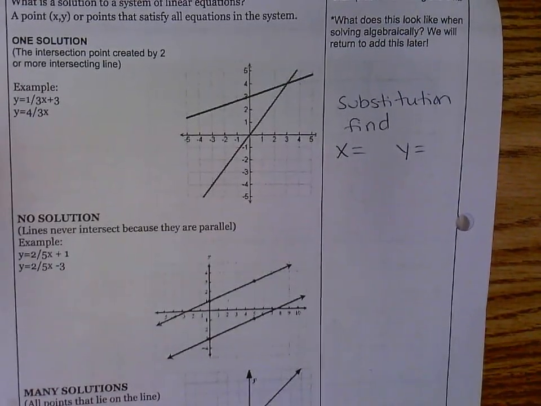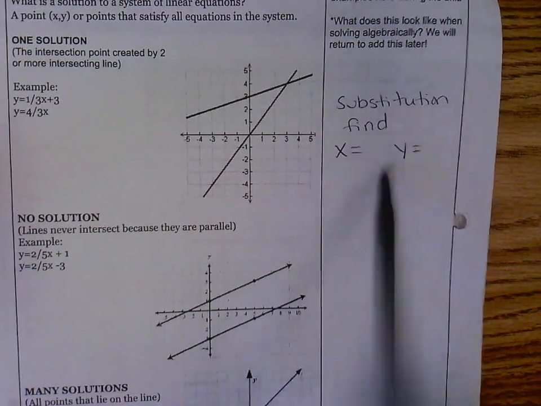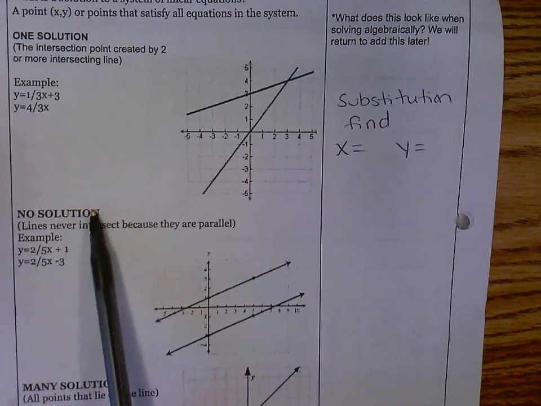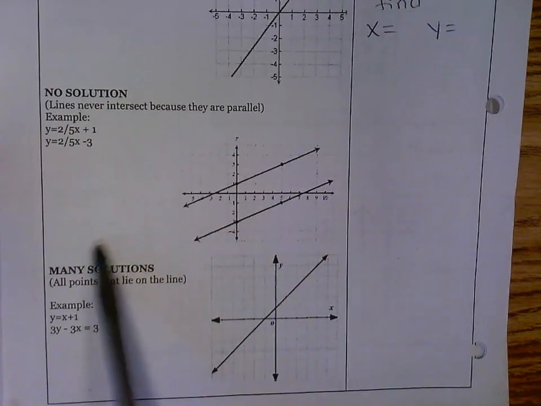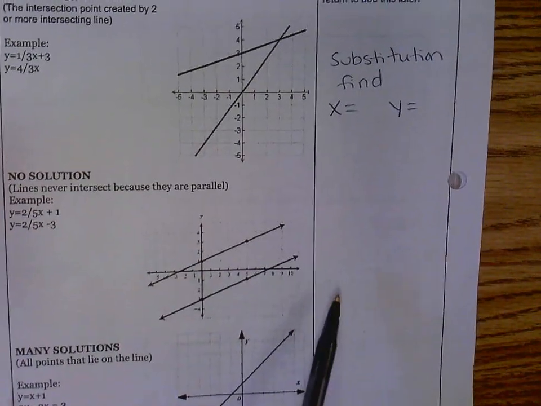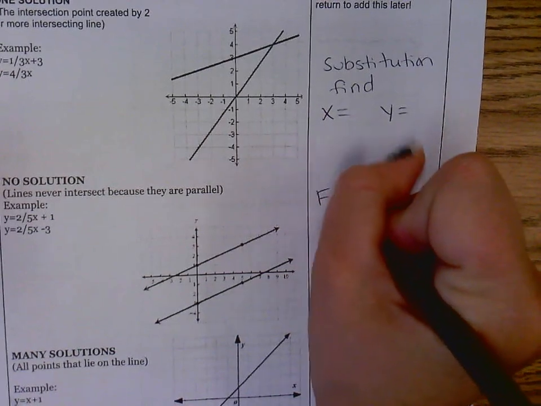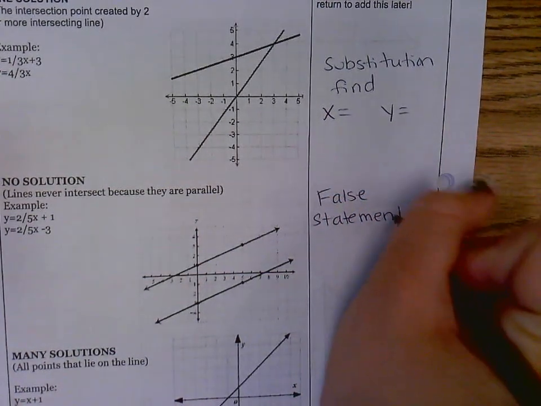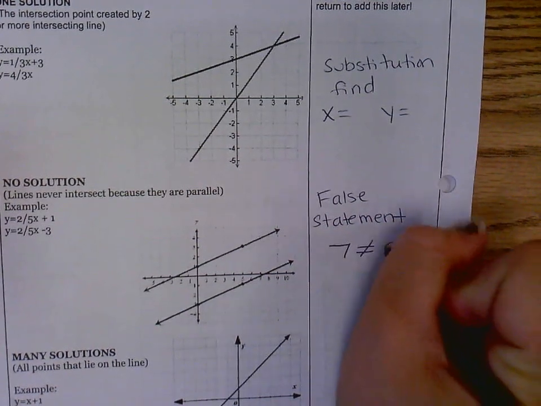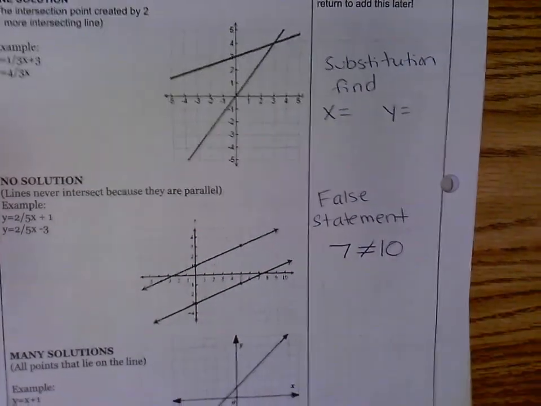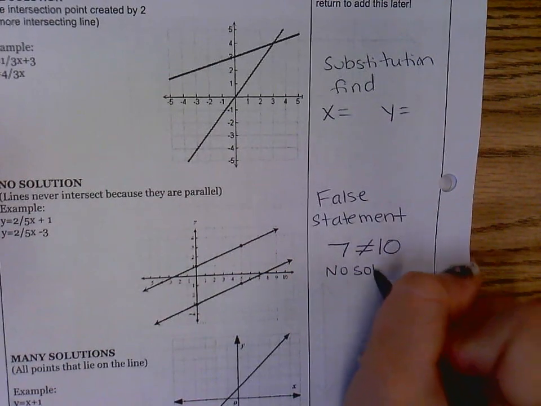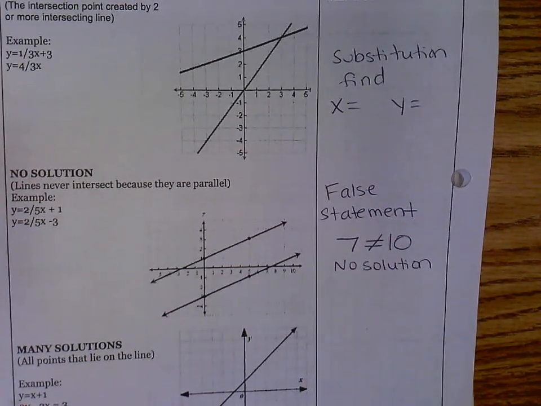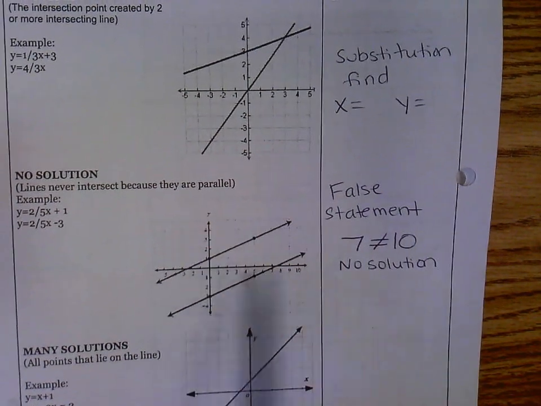So you could just go to a substitution example in your resources and find it. What would no solution look like when I'm solving it? And what does many solutions look like when I'm solving it? So you get a false statement. For example, we got 7 can never equal 10. So it's no solution. So you can be on the lookout for getting a false statement. That means the lines are parallel and there was no solution.